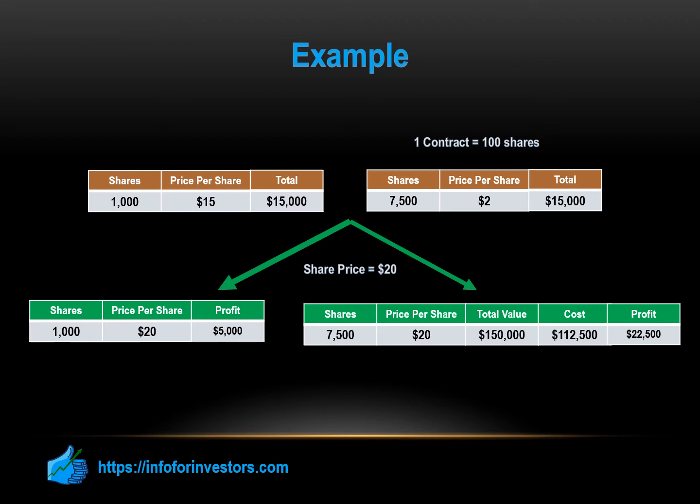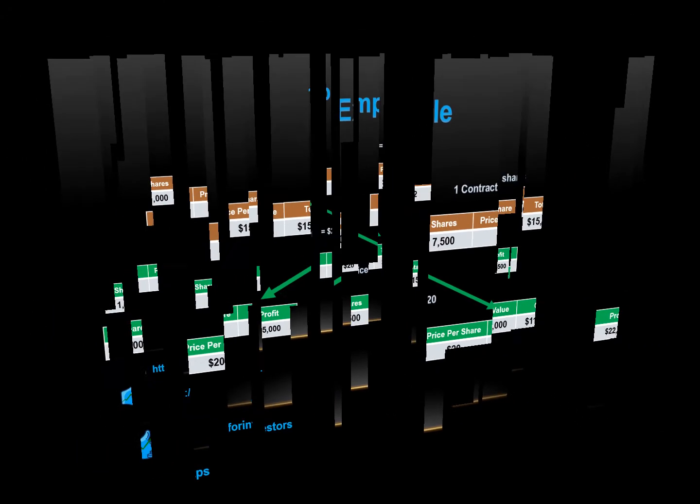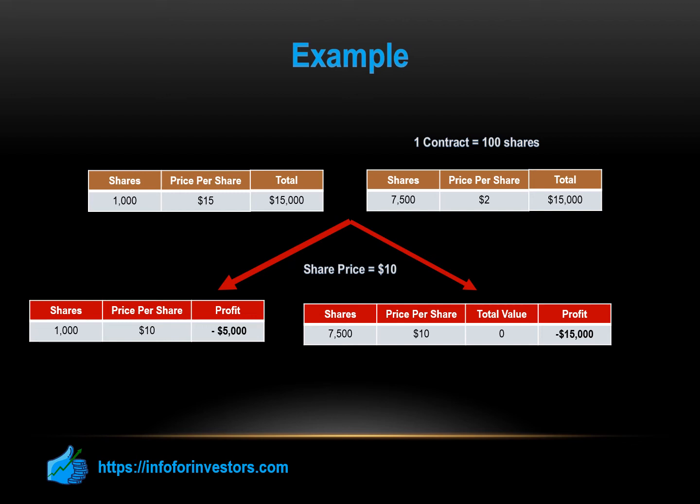1. The company's share price goes up to $20. If you went with the first option, you'll have 1,000 shares with a total amount of $20,000. This gives you a total profit of $20,000 subtract $15,000, $5,000. On the second option, you now have 7,500 shares with a total value of $150,000. Since you have already paid $15,000 to buy the options, you'll pay $112,500 to buy the stocks, 7,500 shares at $15 each, or $127,500. Your total profit in this case is $150,000 subtract $127,500, $22,500.